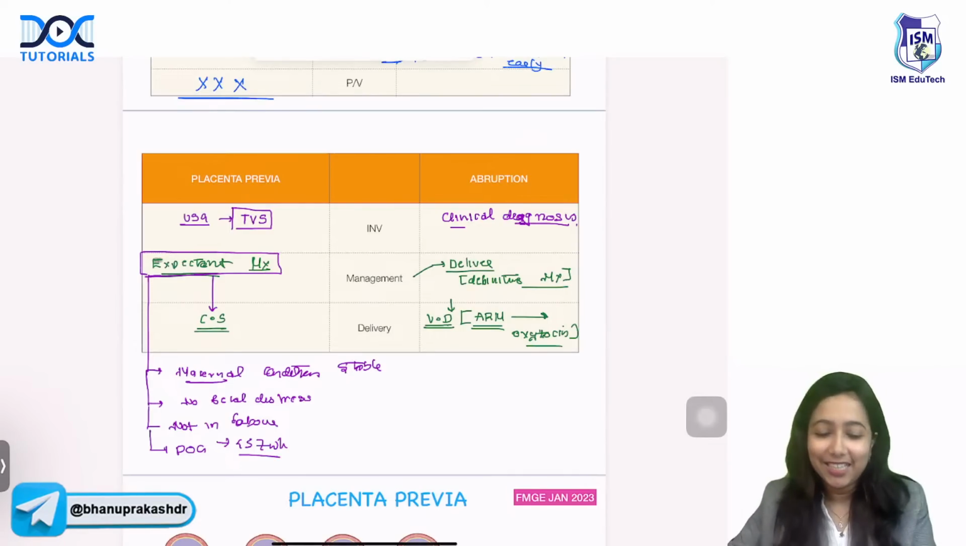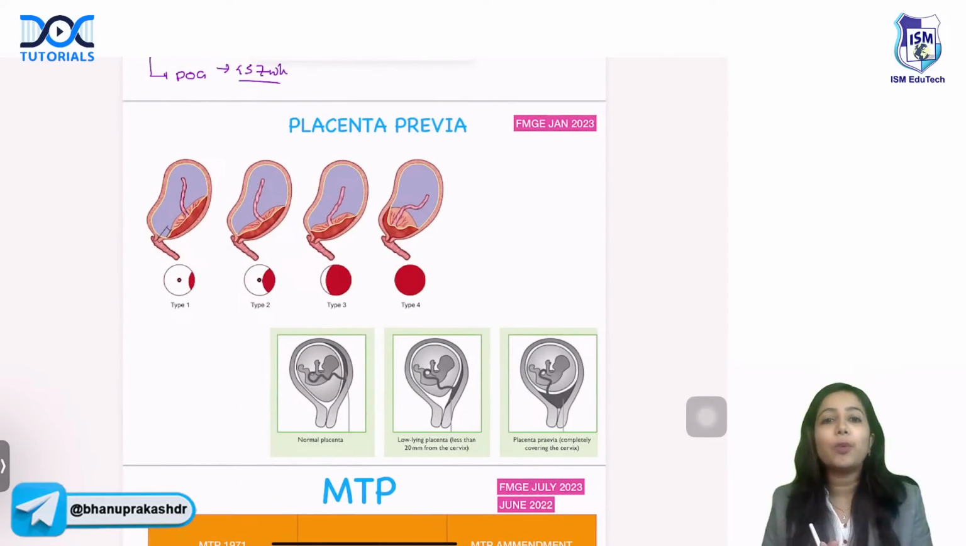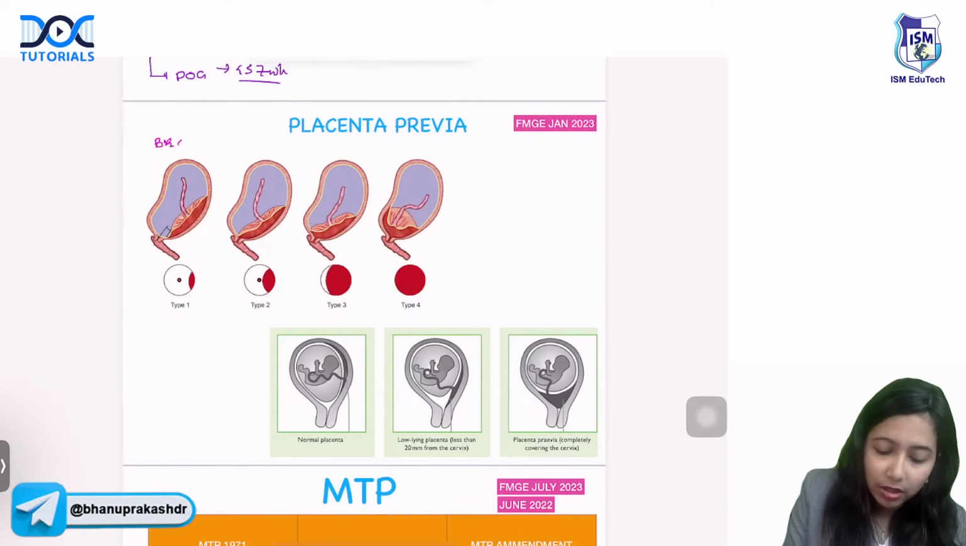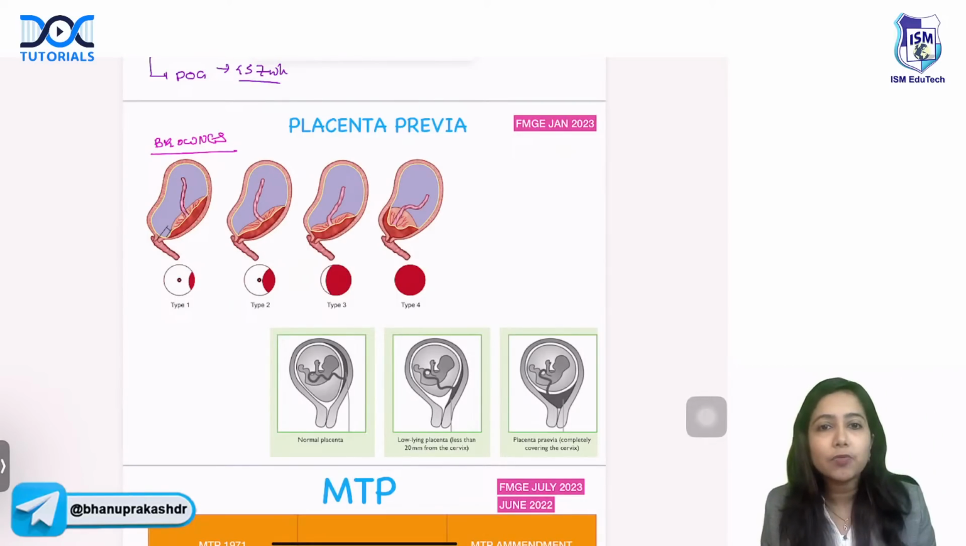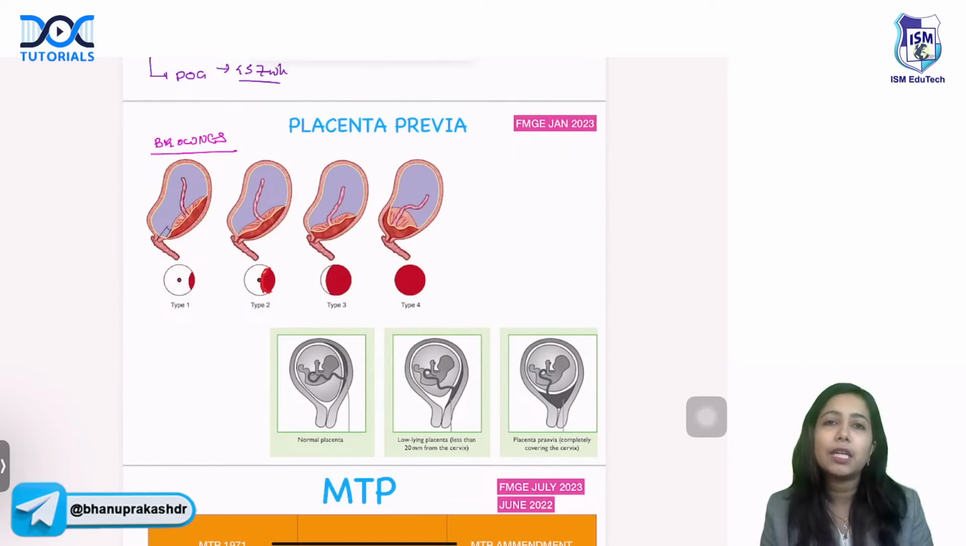All right. So now let's cover the classification of placenta previa. There have been questions about the previous classification which is shown here. This is the Browne's classification. In Browne's classification, the types are 1, 2, 3, and 4. Type 1 means it is just occupying or reaching the lower uterine segment. In type 2, it is just touching the internal os.